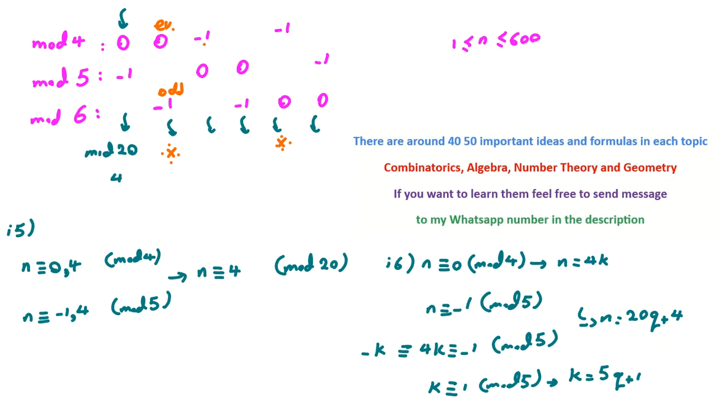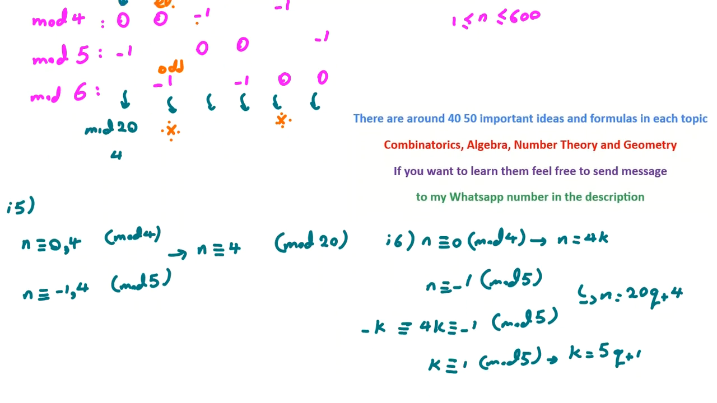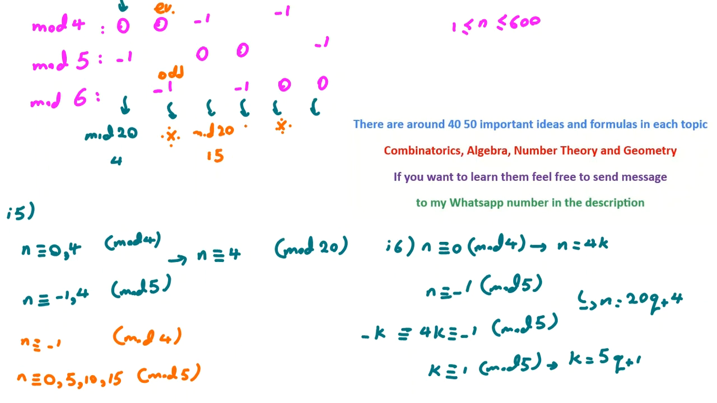For the third case, negative 1 for 5, 0. Let's check mod 4. Negative 1 mod 4, 0 mod 5. So if we add 5 to this one, because 0 mod 4 is 0, 5 mod 4 is 1, 10 mod 4 is 2, 15 mod 4 is 3 or -1. So we can conclude mod, and mod what? LCM of 4 and 5. Mod 20, it will be 15.